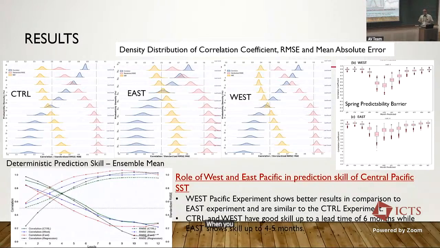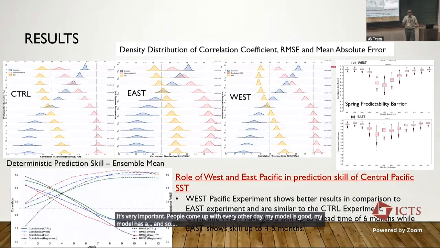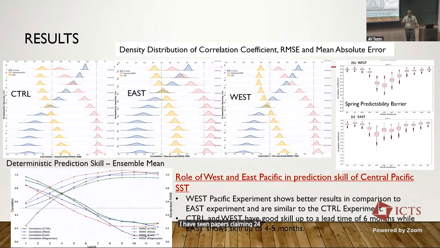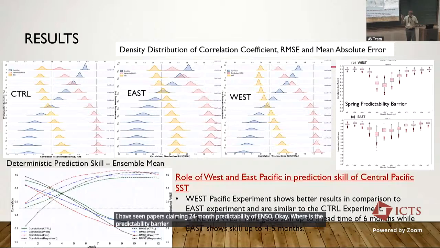When you have to optimize your resources, you need to capture these Rossby waves, the reflections of those Rossby waves, much better. We did some more experiments on that, but we are not going there. So the point I'm trying to tell here is that those experiments have given some physical insights from the CNN model. The other thing is, it's very important. People come up with every other day, my model is good. In ENSO, I have seen papers claiming 24-month predictability of ENSO. Okay, where is the predictability barrier? I mean, the spring predictability barrier.